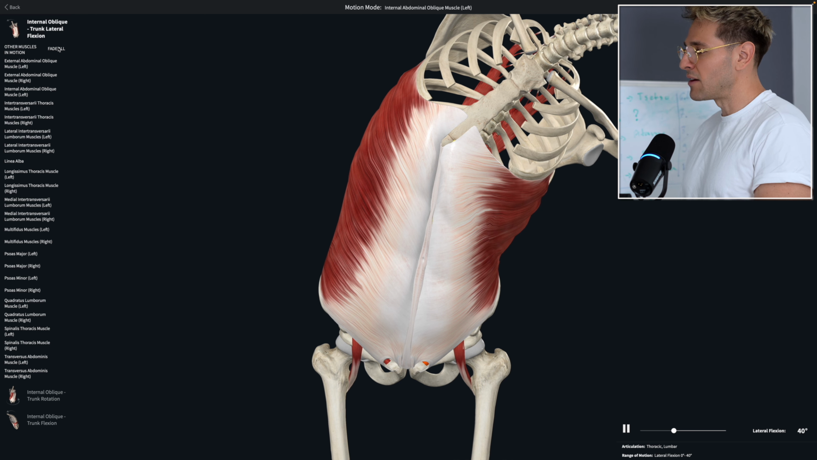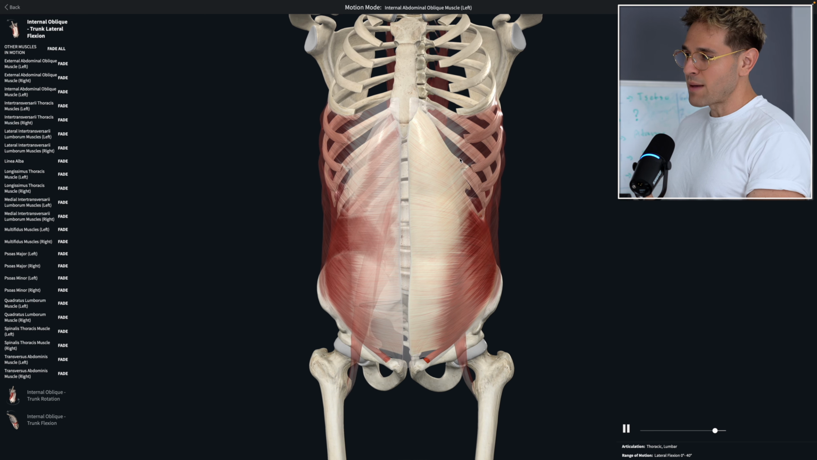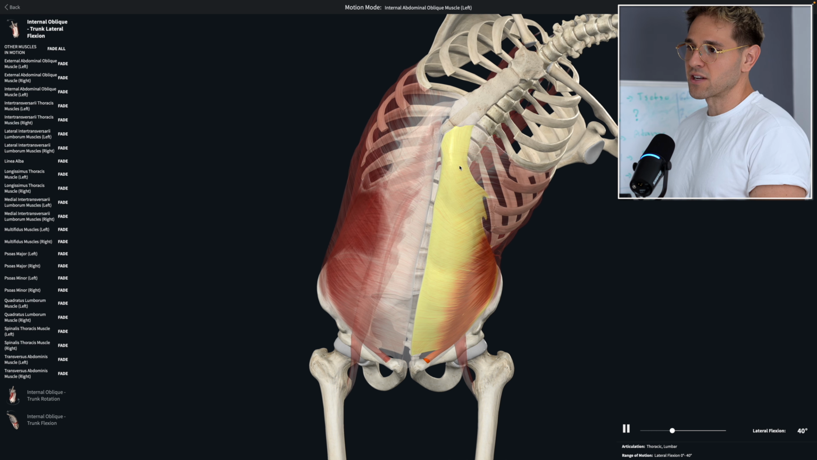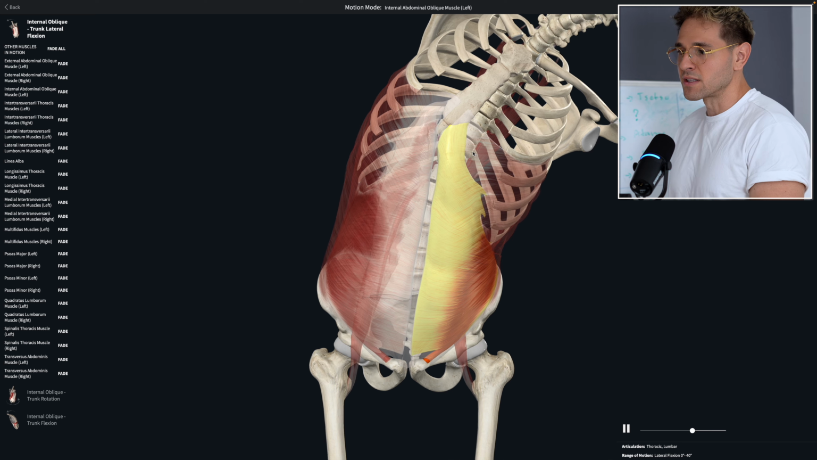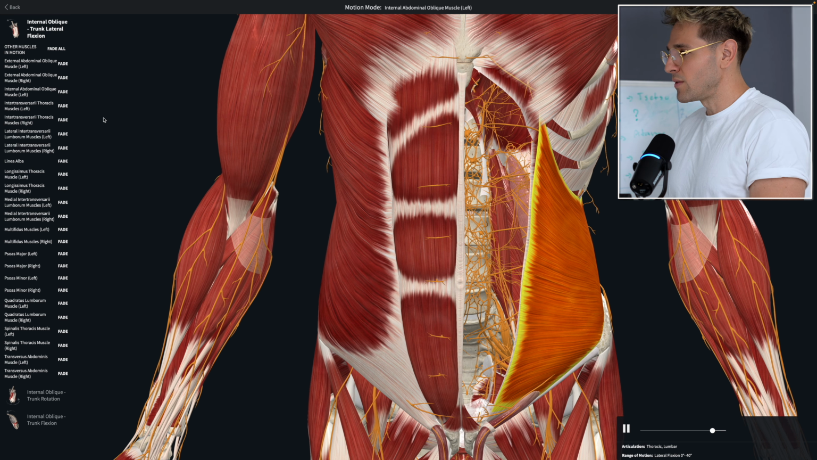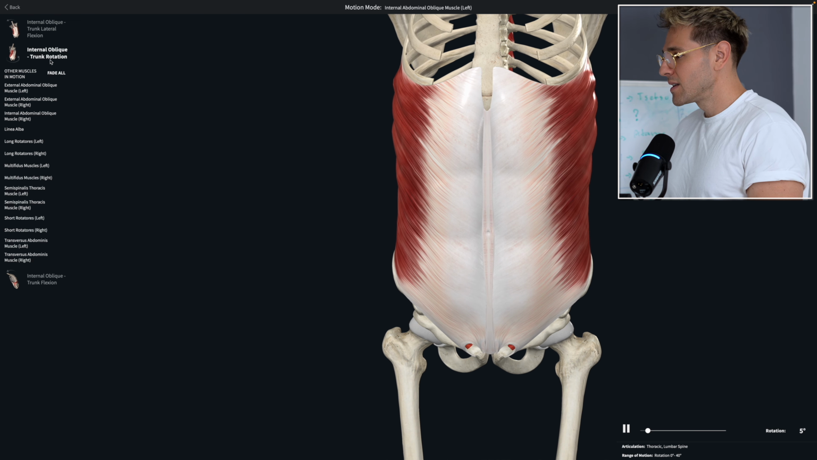Okay, so you can see how the external oblique covers the internal oblique, but the internal creates the same movements as the external in this situation, so the lateral flexion. But if we're talking about trunk rotation, which is a very important function of both obliques, we've got trunk rotation to the opposite side, like this.